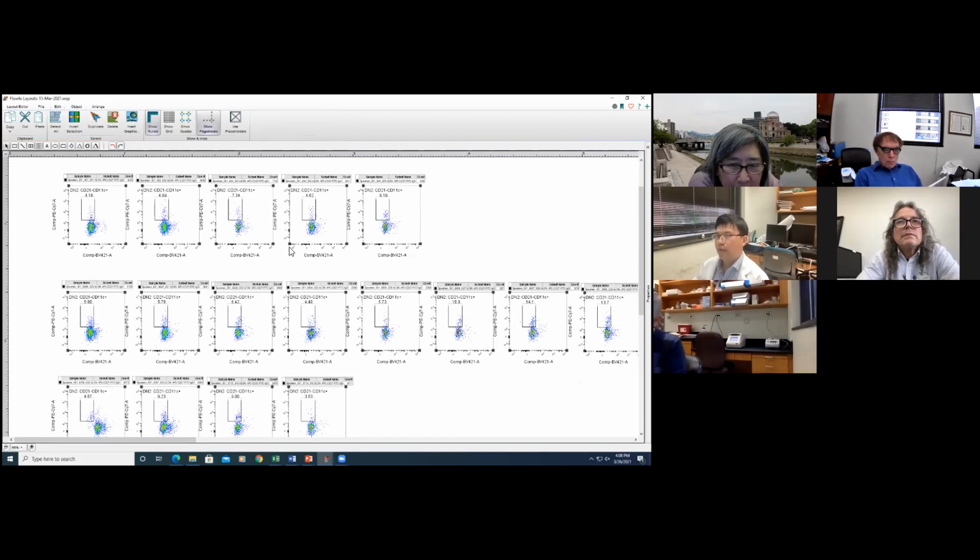And here is CD11c and CD21. X is CD21, Y is CD11c. Here is PBS. You judge. Okay, no difference, I guess. No difference here. All right.